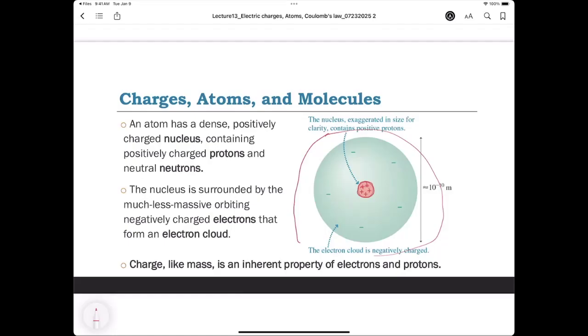And this nucleus is surrounded by much less massive, orbiting, negatively charged electrons that form an electron cloud. This is an atom. Charge, like mass, is an inherent property of electrons and protons. Yeah, this is an atom.